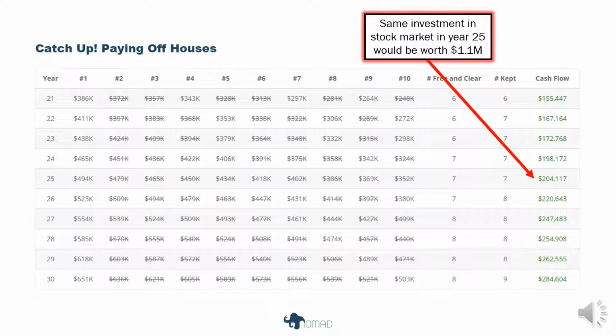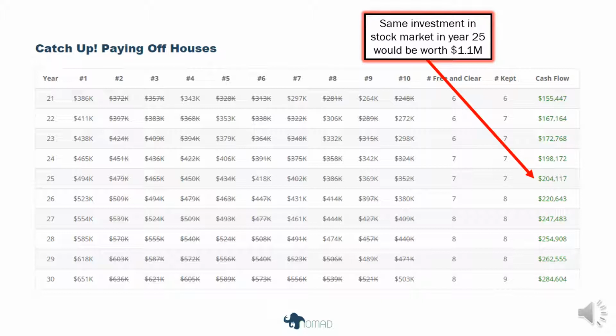One of the things I want to point out is year 25. In year 25, your first property has $494,000 in equity. You're going to sell that and pay off the mortgage on number 2, number 3, number 4, number 5. You're going to sell off property number 6, and you're going to pay off number 7, number 8. You're going to sell off number 9, and you're going to pay off mortgage number 10.